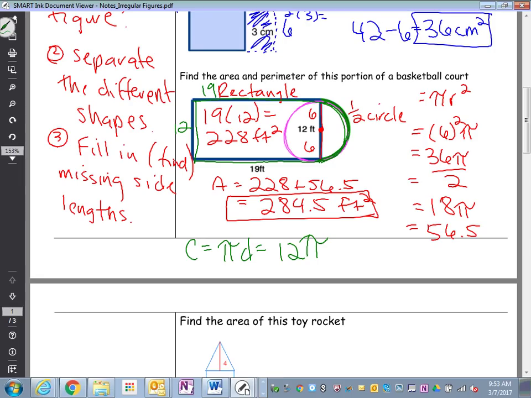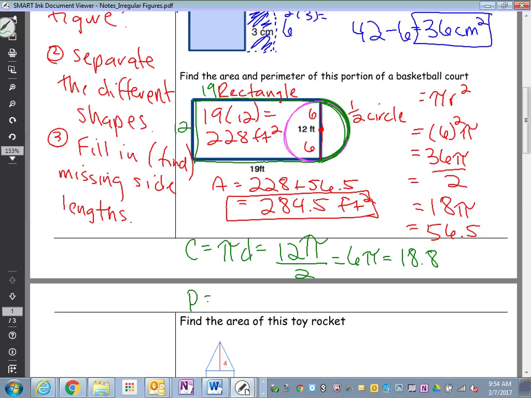Wait a minute, this is fun. Do we need the whole thing around? No. Do we need all the way around the circle? No. We only need half of it, right? So how many pies? 6 pies, which equals what? 6 times pi button, what does that give you? 18.8.